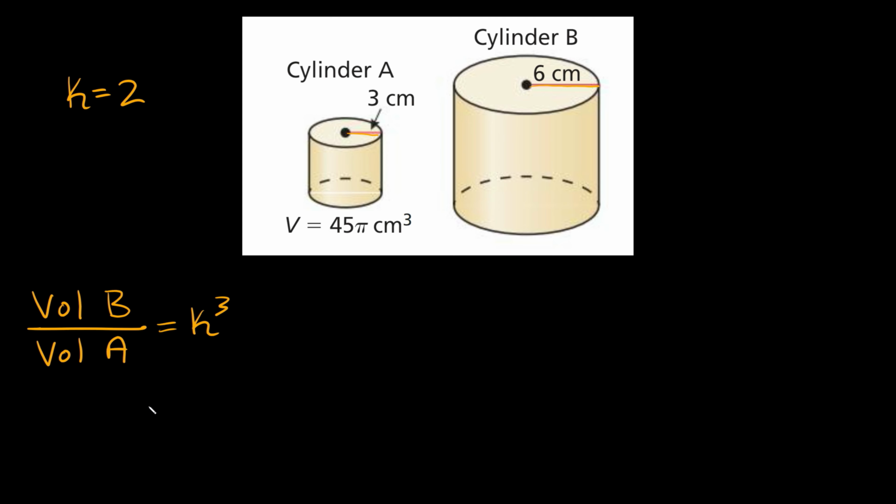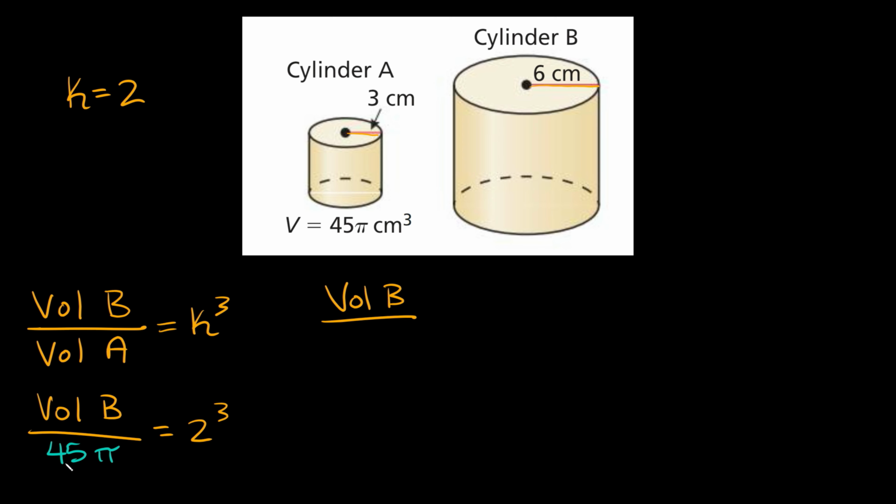Okay, so now let's fill in what we know. So we don't know the volume of cylinder B, so that's going to stay the same. However, we do know the volume of cylinder A, right? It's given right here as 45 pi centimeters cubed. So volume of A is 45 pi. And again, that's going to be equal to K cubed, or in other words, we can plug in our K, right? So it's 2. So we're going to get 2 cubed. Okay, so again, we still don't know what the volume of cylinder B is, so that'll stay the same.